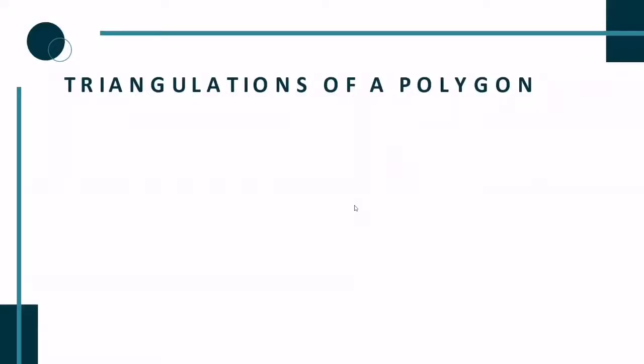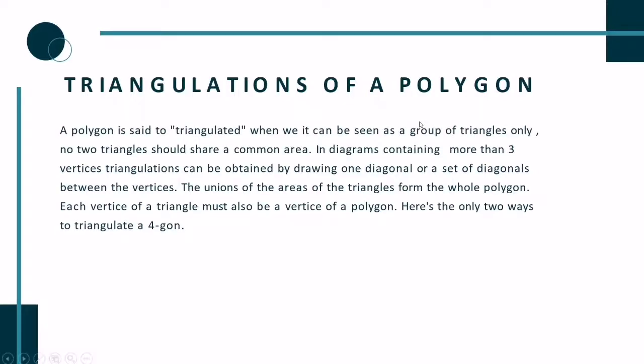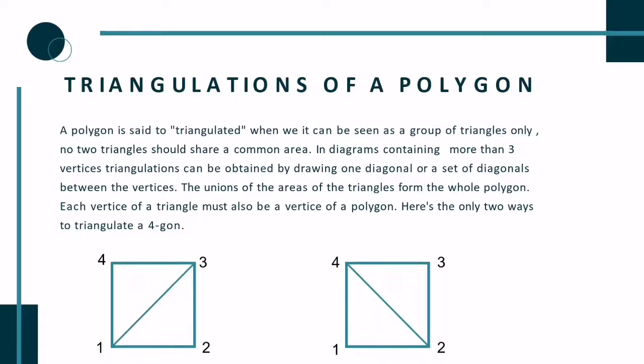Okay, so now let's build a generating function of Catalan numbers using one of the examples of the Catalan numbers, which is the triangulations of polygons. So what does it mean to triangulate a polygon? It means that the polygon is divided such that it can be seen as a group of triangles. These triangles must be non-intersecting, and each vertex of the triangle must also be a vertex of the polygon itself, right? So let's take a look at the triangulations of a four-gon.